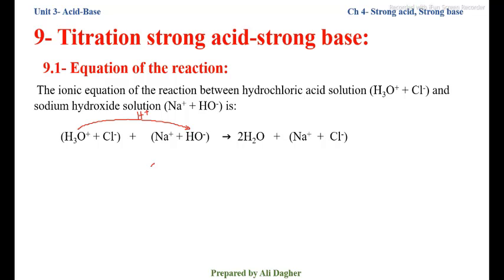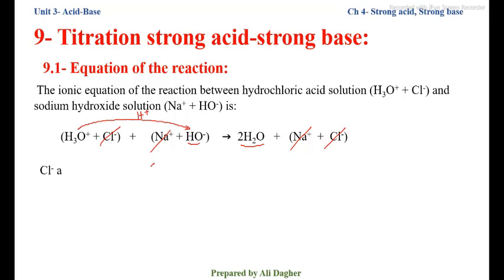Then H+ is transferred from H3O+ to HO-. H3O+ becomes H2O and HO- becomes another H2O, then we obtain 2H2O. Na+ and Cl- remain Na+ and Cl-. Then we obtain 2H2O + Na+ + Cl-. Cl- remains Cl-, Na+ remains Na+. These are spectator ions or indifferent ions.